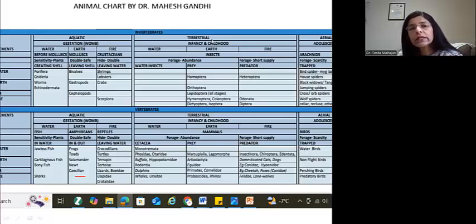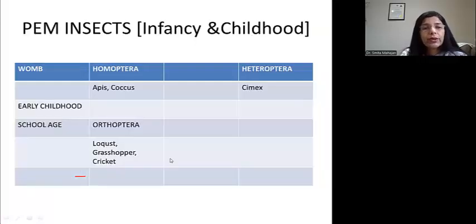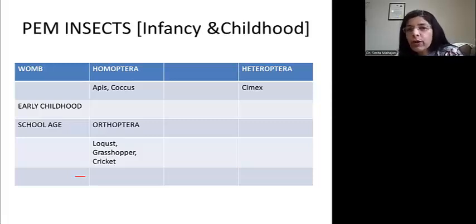In terrestrial, it is the insects. We are talking about the insects here, so today we are talking about the terrestrial, and in aerial you see the spiders. Again, this is further classification according to PEM. Insects belong to the infancy and childhood, as placed by Dr. Mahesh Gandhi sir. The evolutionary stage is infancy and early childhood.